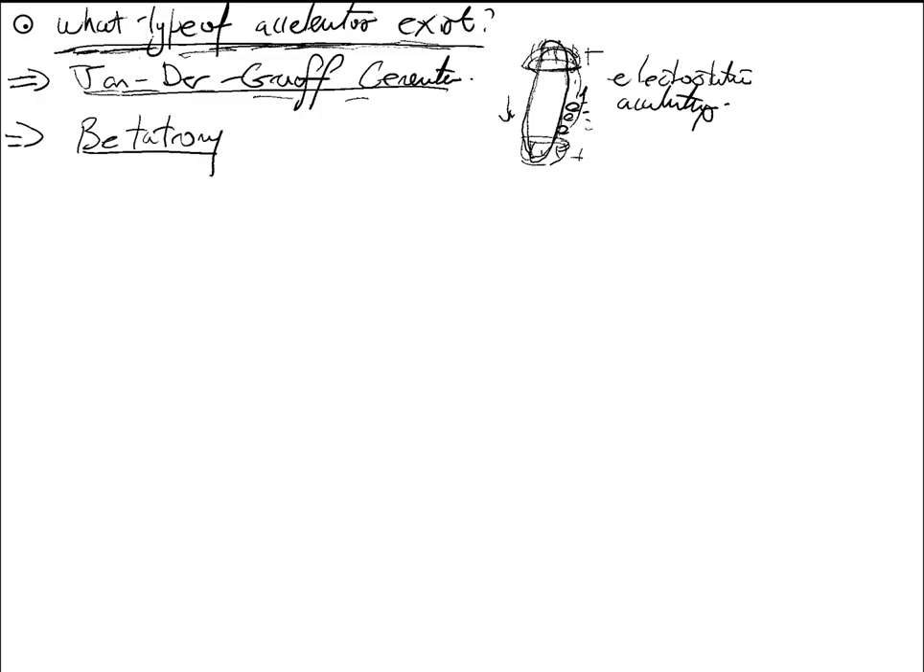Betatron came up. Don't remember the design, but we'll talk about it. And then Microtron came up, Cyclotron came up, and Cyclotron is very interesting, easy.